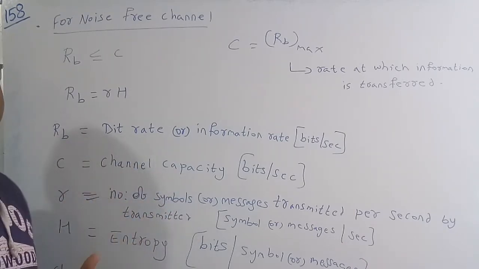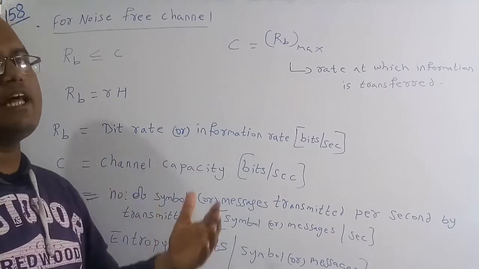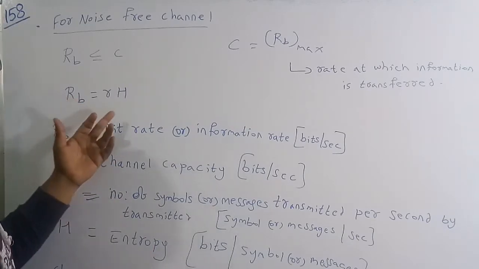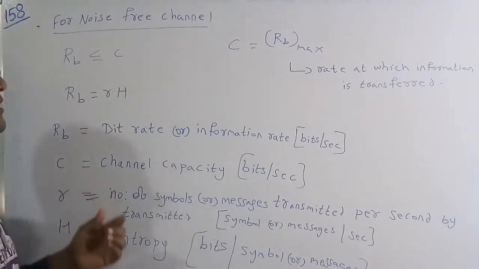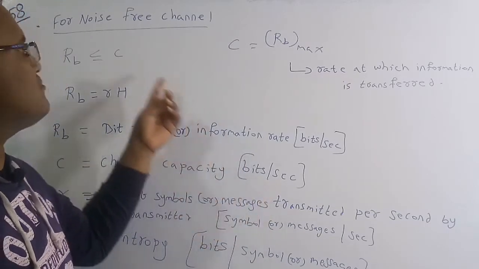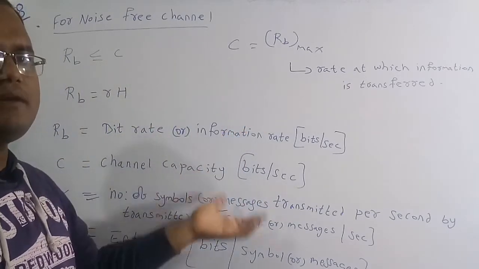The unit is bits per second. So in 1 second, how many bits are being transferred is called the bit rate or simply the information rate. And here C is called the channel capacity, and its unit is also bits per second, because both are equal, so both should have the same units.